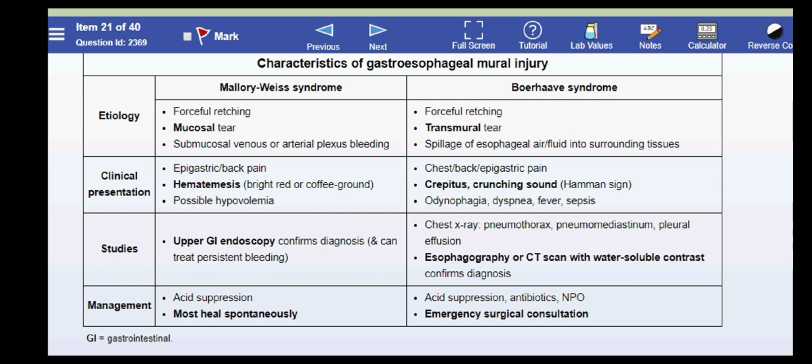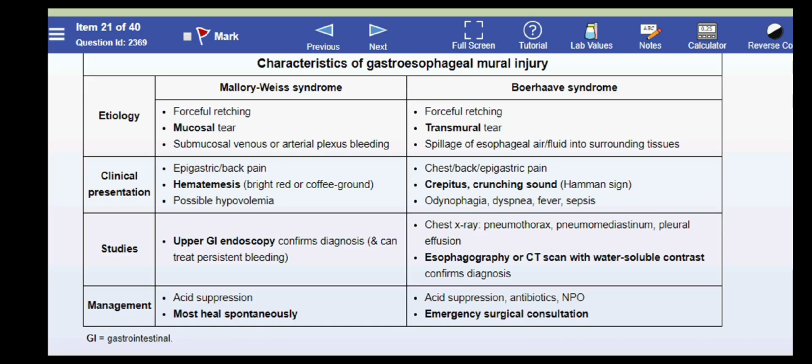We'll see spillage of esophageal air into surrounding tissue, meaning all the material or fluids in the esophagus go out. So we'll see chest, back, and epigastric pain. In addition, we'll see Hamman sign. The Hamman sign is crepitus and a crunching sound. This is the must indicator for Boerhaave. In addition, odynophagia, dyspnea, fever, sepsis, and ill appearance.